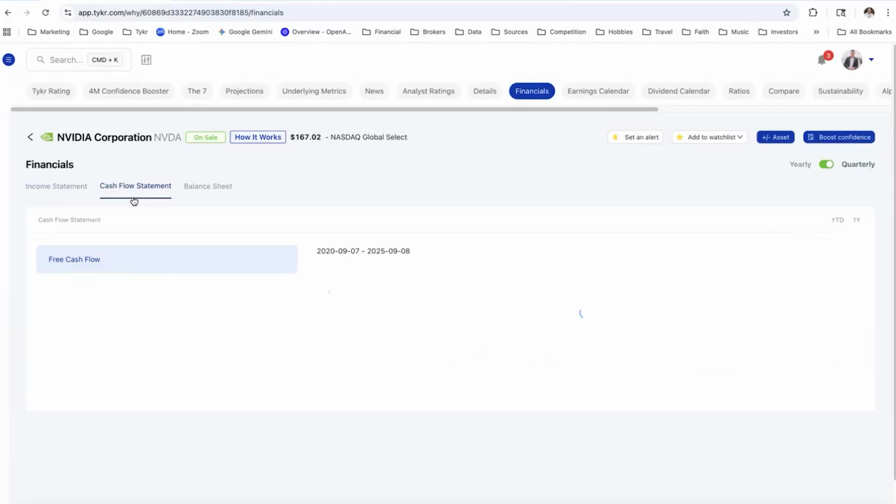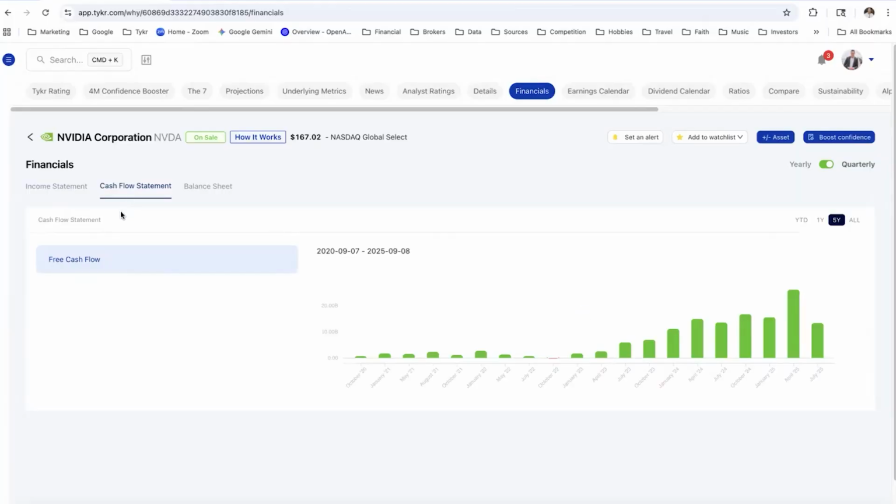Then we jump over to the cash flow statement. There's one line we look at, which is free cash flow. Similar, we want to see this increasing quarter over quarter. We can see here it's doing pretty well, but there's a little pullback. That's part of the reason why Nvidia is not 100 out of 100.